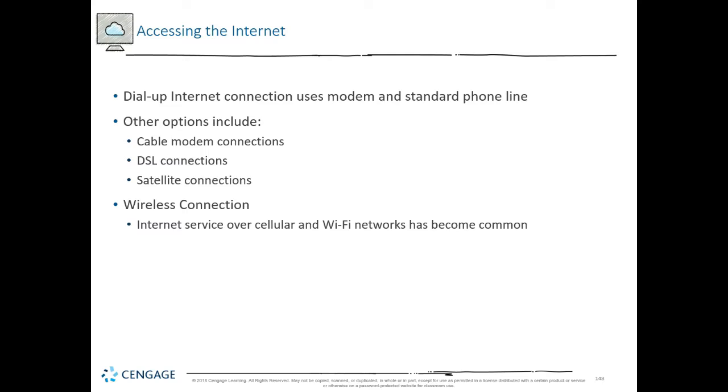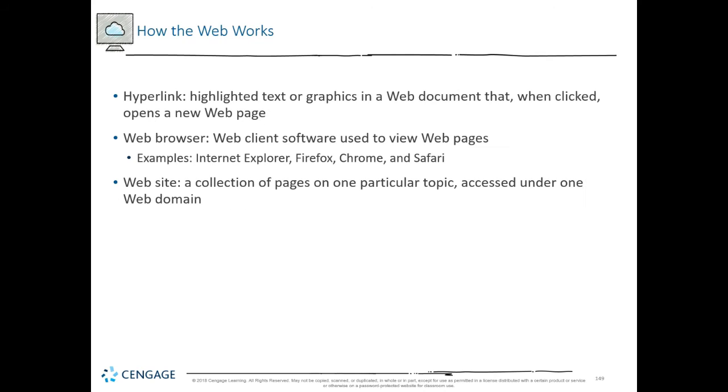Accessing the Internet, dial-up Internet uses modems and standard phone lines. Other options include cable modem connections, DSL connections, satellite connections, and wireless connections. Internet service over cellular and Wi-Fi networks has become common.